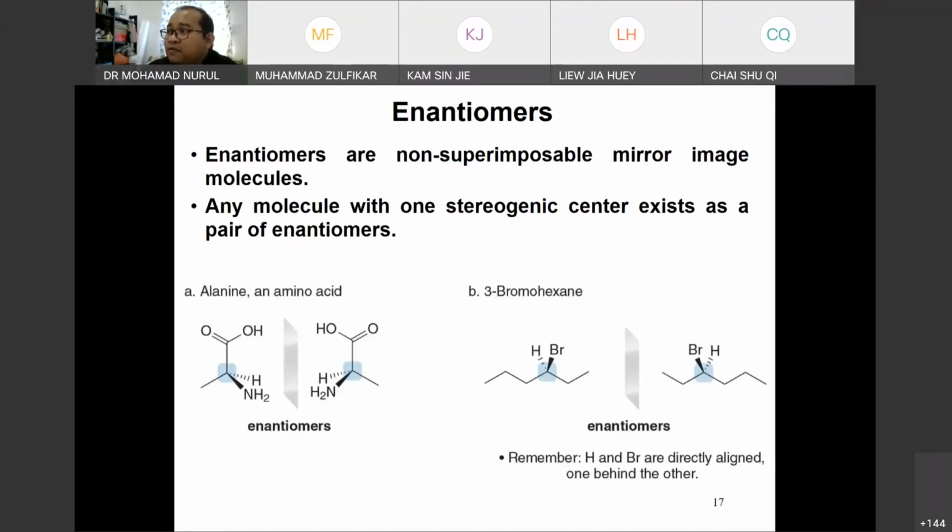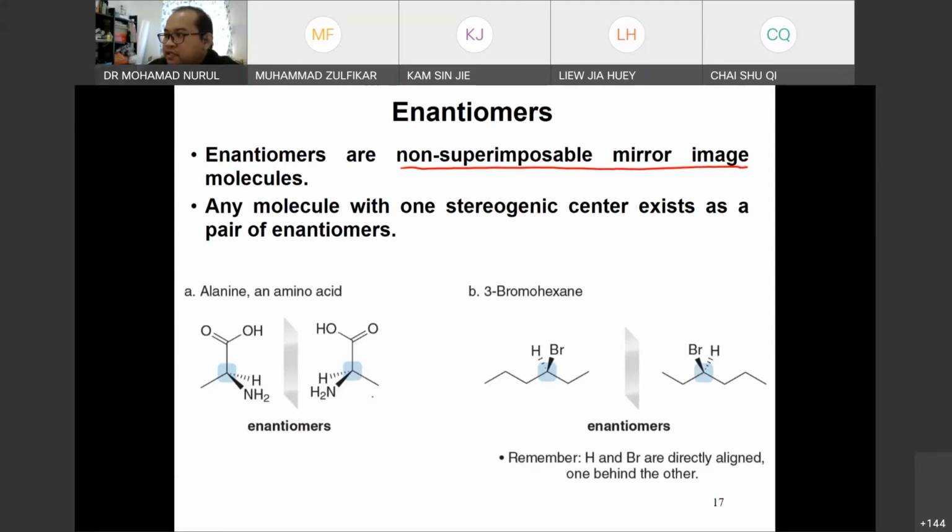For enantiomers, enantiomers are nonsuperimposable mirror image molecules. Any molecule with 1 stereogenic center exists as a pair of enantiomers. For example, alanine, which is an amino acid. This is an enantiomer, and we can easily draw the mirror image like this.